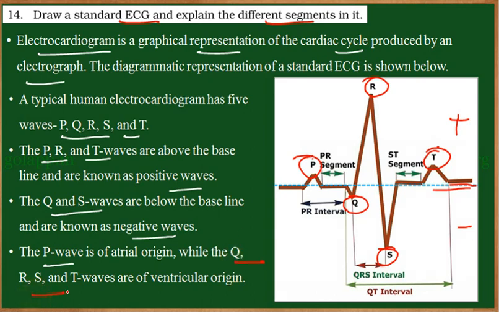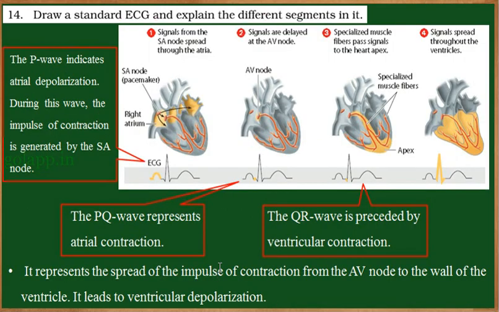Now the remaining Q, R, S and T indicate that it is related to the ventricles, whether the ventricles contract or relax. So the QRST represents the contraction and relaxation of ventricles. We call them ventricular origin. So let's consider each one in detail.